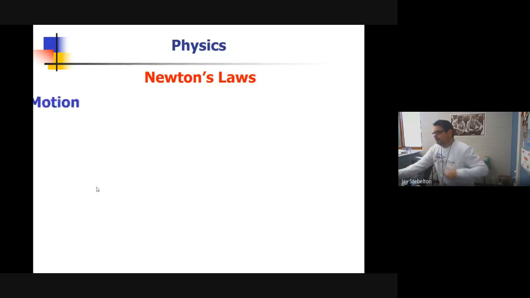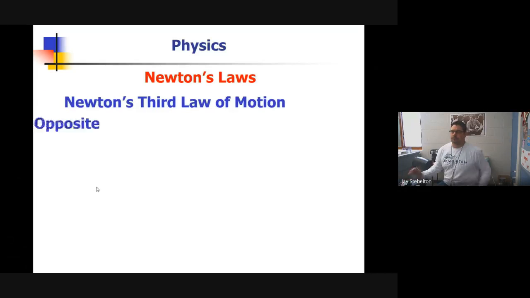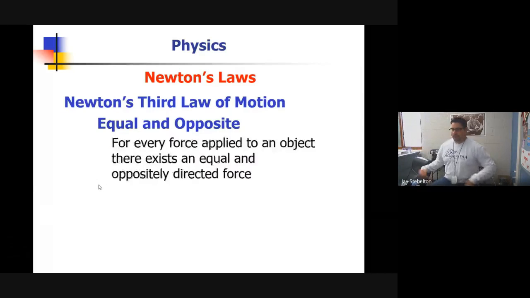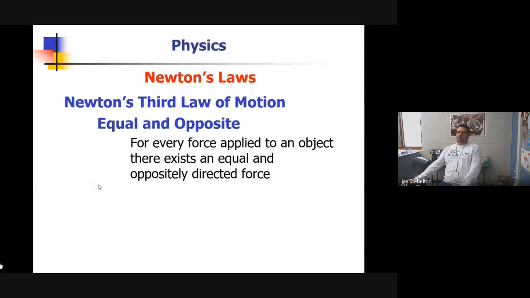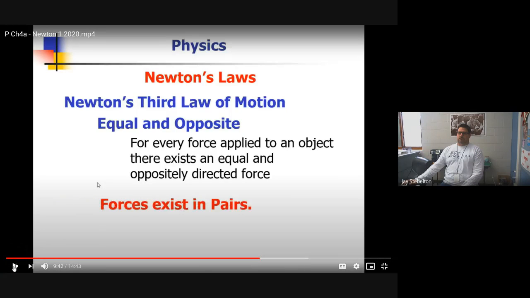The third law says that forces come in pairs, equal and opposite. For every force applied to an object, there exists an equal and oppositely directed force, or forces come in pairs.